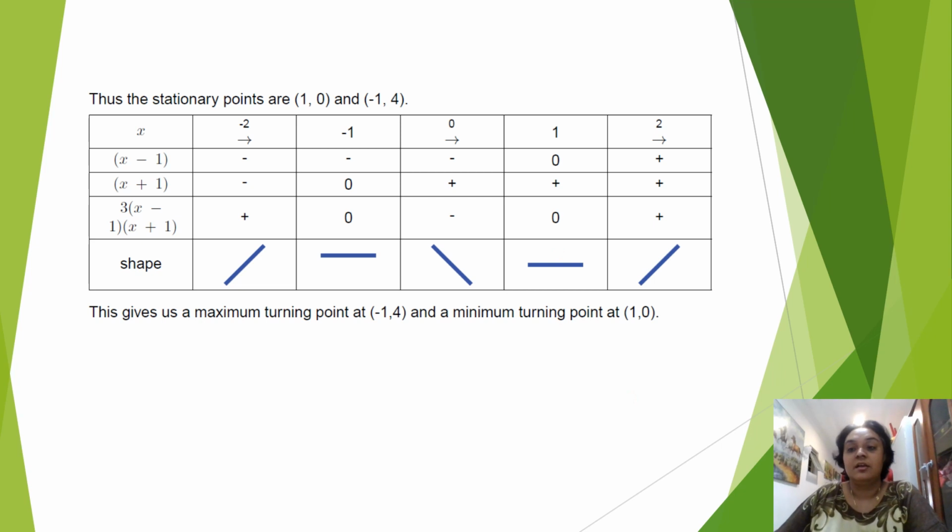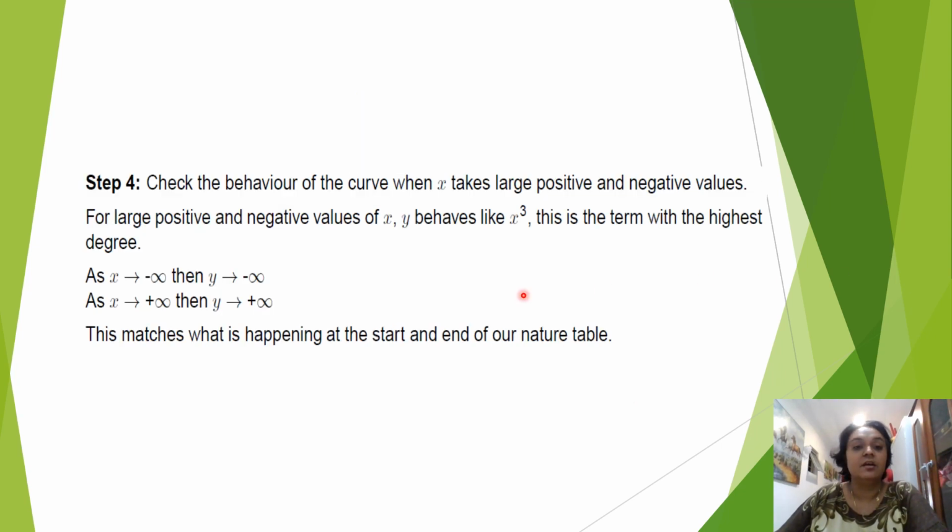Next step will be to check the behavior of this function, as in when x increases to a larger positive value or negative value, what happens to the y. You need to look at the function, and if you substitute x with a very large positive number or very large negative number, your y would approach positive infinity and negative infinity respectively. You will just keep on increasing.